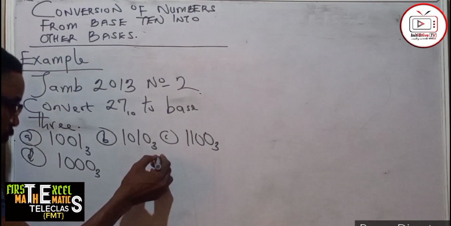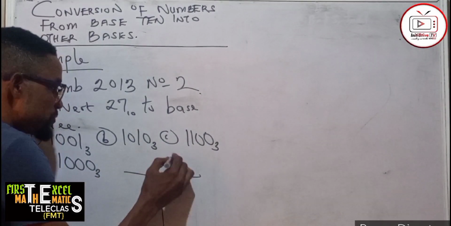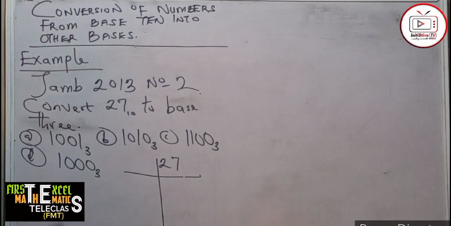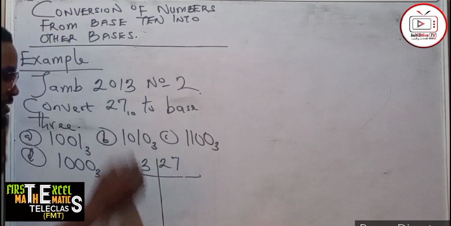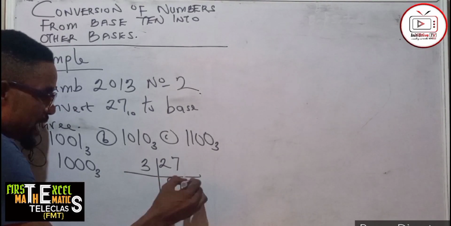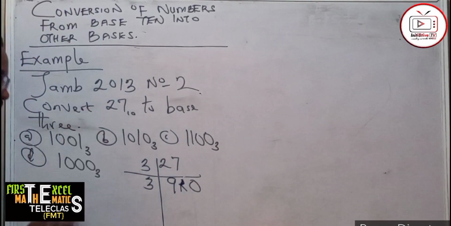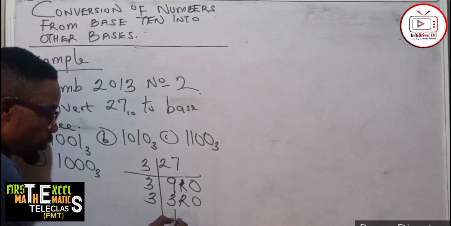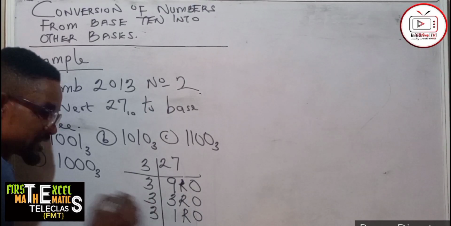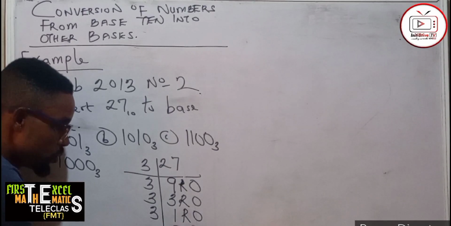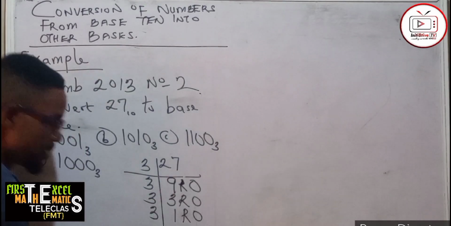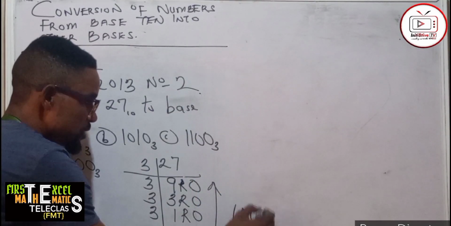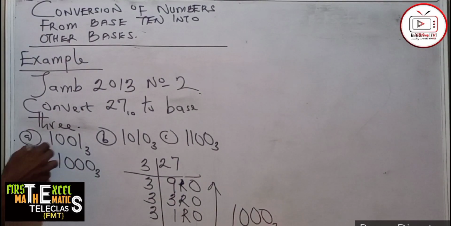What we are going to do, we will do it in this form. 27, I will be dividing it by 3. Why? Because the question says we should convert to base 3. 3 in 27 gives me 9, remainder 0. 3 in 9 gives me 3, remainder 0. 3 in 3 gives me 1, remainder 0. And 3 in 1 is impossible, so we are going to have 0 remainder. I will bring down this 1. Remember I told you that we are going to take our answer like this. So the final answer will be 1, 0, 0, 0 base 3. And that gives us option D.